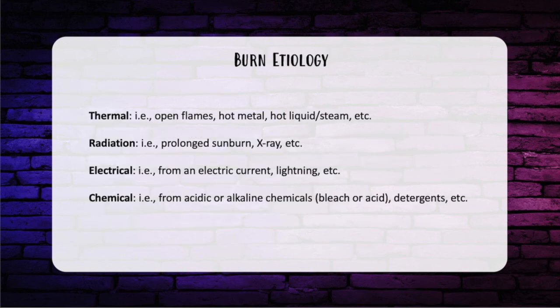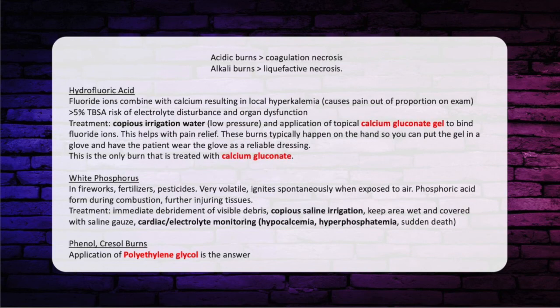We talked about thermal burns earlier. We just talked about electrical burns. Brian, let's talk about some of the other burns that we can see. Yeah, a little bit less common, but chemical burns can also lead to similar pathophysiology. Acidic burns lead to coagulation necrosis, while alkali or basic burns result in liquefactive necrosis.